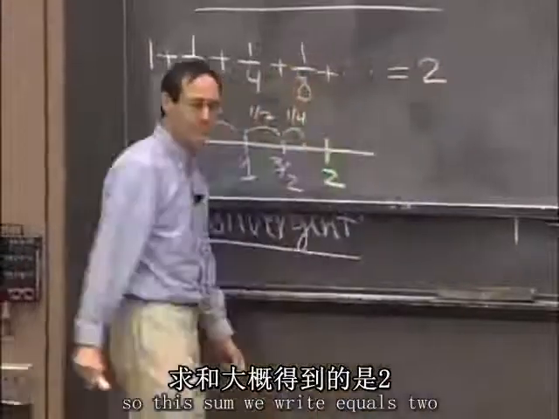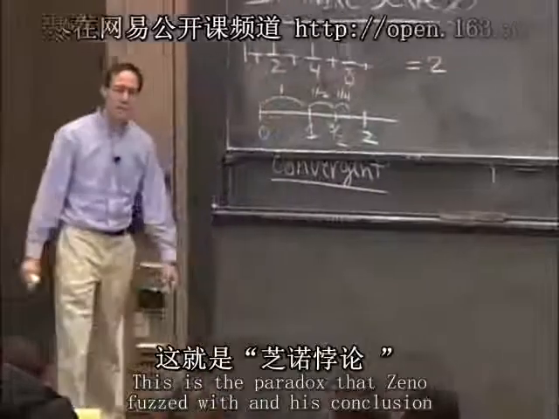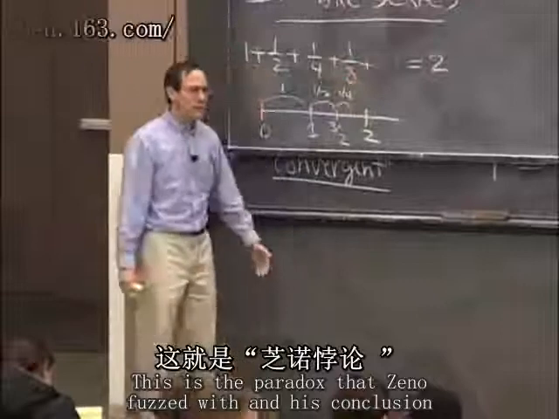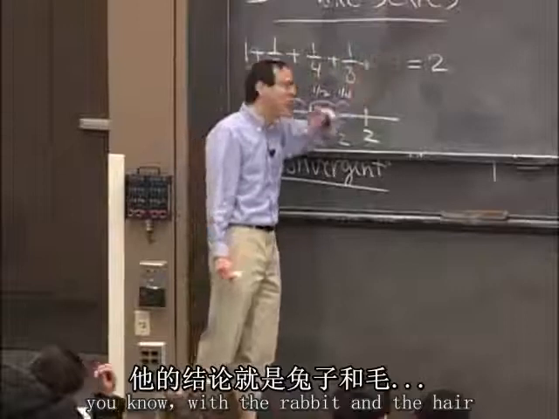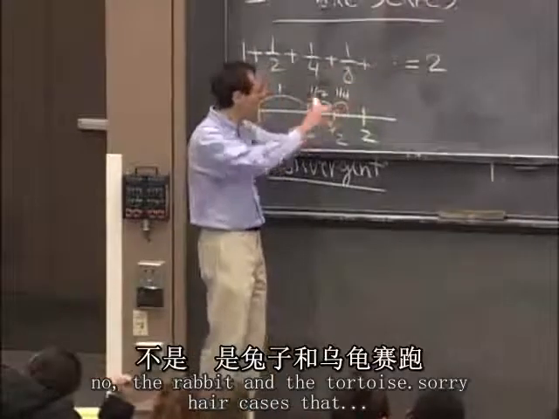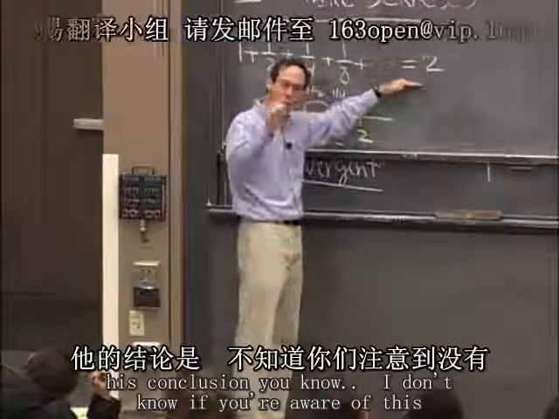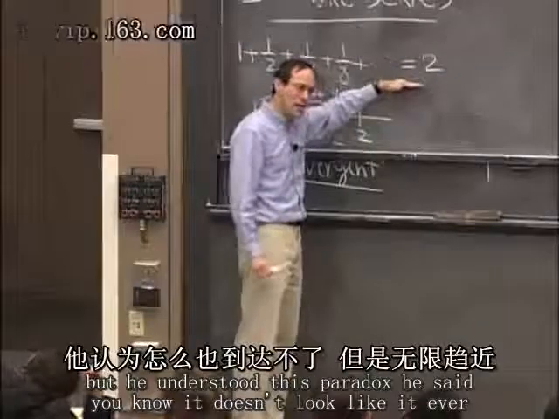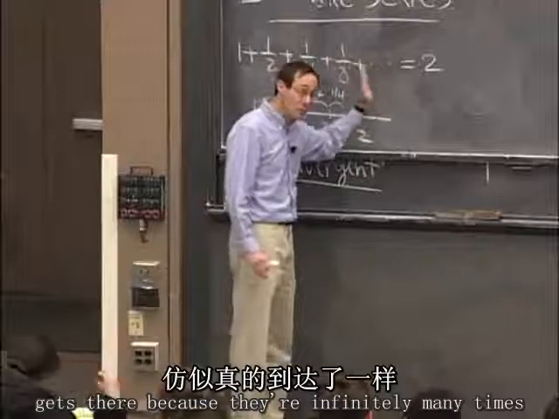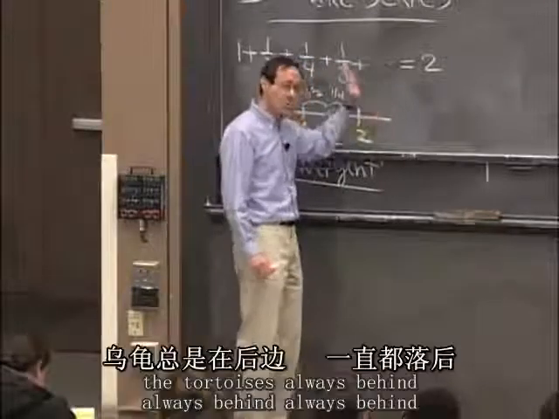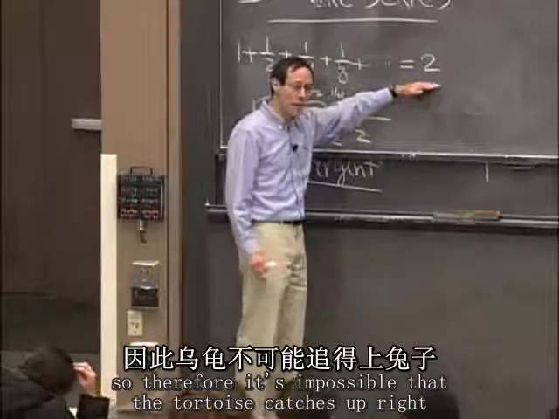All right, that's kind of a paradox because we never get to 2. This is the paradox that Zeno fussed with. And his conclusion, you know, with the rabbit and the hare, no, the rabbit and the tortoise, sorry. The hare tasting the tortoise, yeah. Anyway, the rabbit tasting the tortoise. I don't know if you're aware of this, but he understood this paradox. And he said, it doesn't look like it ever gets there because there are infinitely many times between. The tortoise is always behind, always behind. So therefore, it's impossible that the tortoise catches up, right?